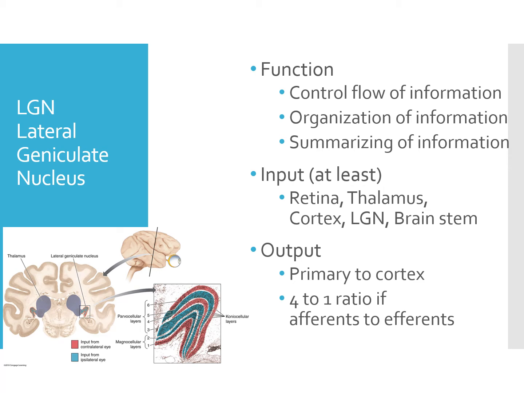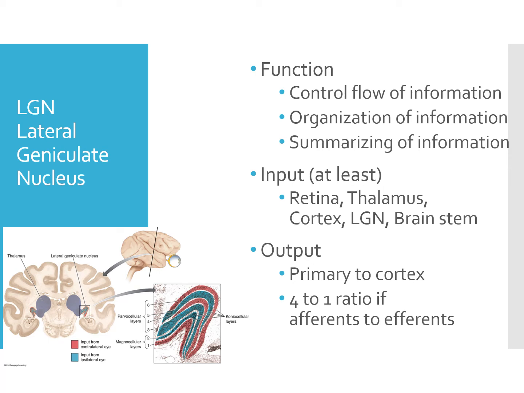If you think about bottom-up versus top-down processing a bit, and how these expectations and background knowledge influence what we actually see in the environment, we see these white matter tracts going from the cortex back down to the lateral geniculate nucleus that is going to influence how it's going to organize and summarize that information.